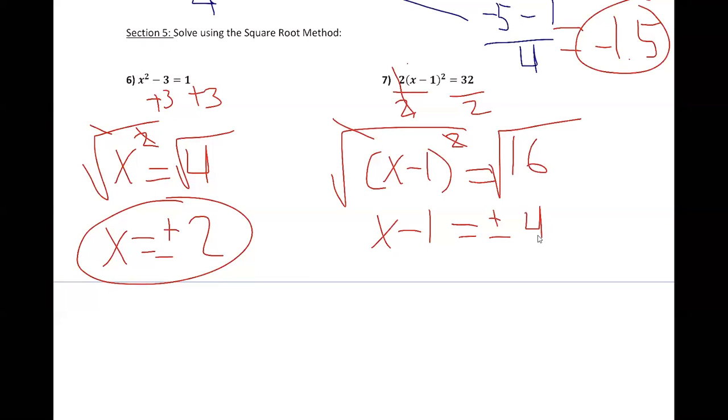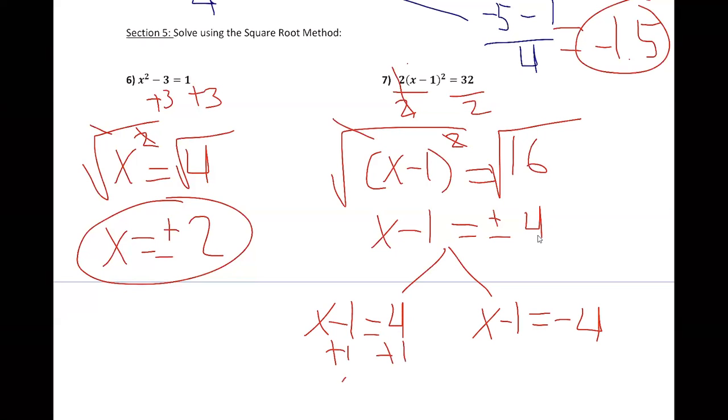But now we need to solve this. Since this is a plus and a negative 4, we're going to split this into 2 separate equations. We're going to get 2 answers. So we're going to do x minus 1 equals positive 4 and x minus 1 equals negative 4. And then just solve these and we are done. So add 1. 4 plus 1 is 5.